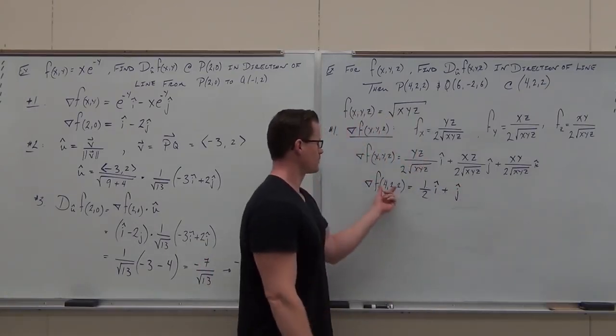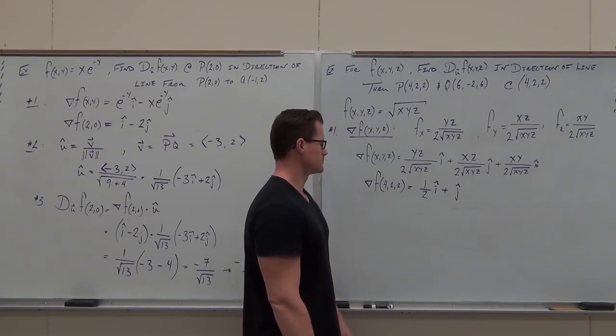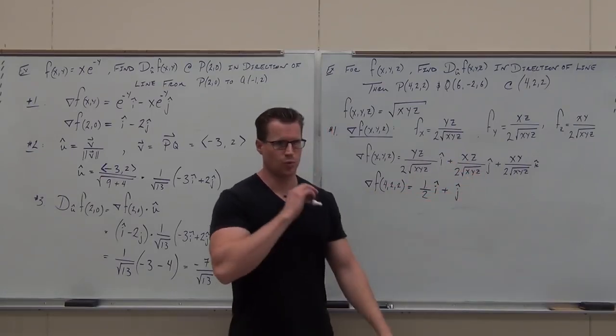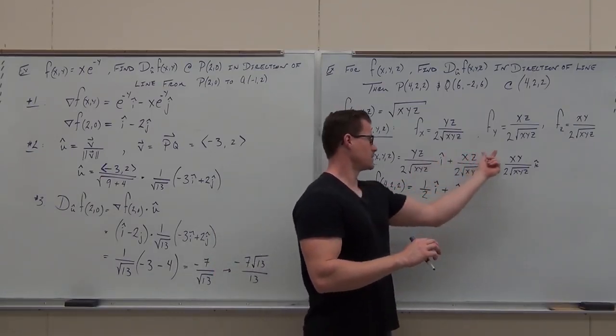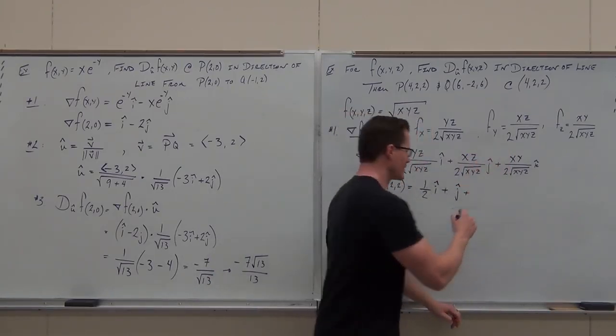Let's see. 8. It'll be 8 over 8. Yeah, you end up getting 8 over, that whole thing is 16. Square root of 16 is 4. 4 times 2 is 8. 8 over 8, 1. But then the same thing's going to happen here. You get 1k.